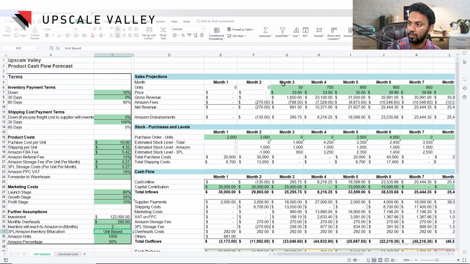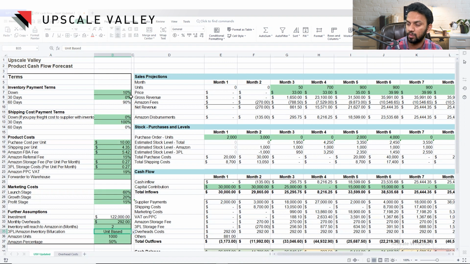So let's say we have tracked the competitor's BSR, and then we are using the Jungle Scout Amazon sales estimator, through which we are checking what the average BSR is and what this average BSR means, basically how many units this competitor is selling. So we can enter that data on a month to month basis, and we can also forecast our selling price. Let's say in the starting our selling price is going to be $33 and then $35, and then again $39.99 should be our final price.